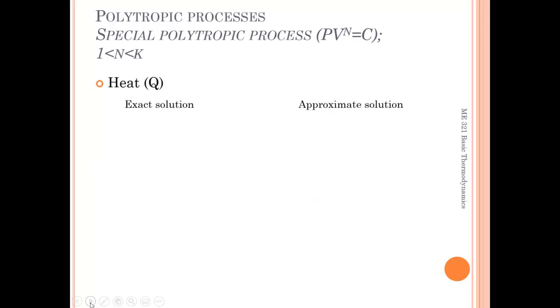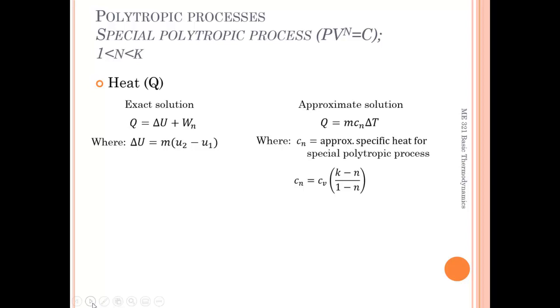Now, the amount of heat transferred can be computed using an exact solution or an approximate solution. The exact solution involves using the non-flow energy equation, but the change in internal energy should be based on the values of the specific internal energy of the gas coming from its property table. On the other hand, the approximate solution involves using this derived formula. Cn is the specific heat value that we use for special polytropic processes, and this can be computed using the formula shown. Now I will show you how to derive this formula.